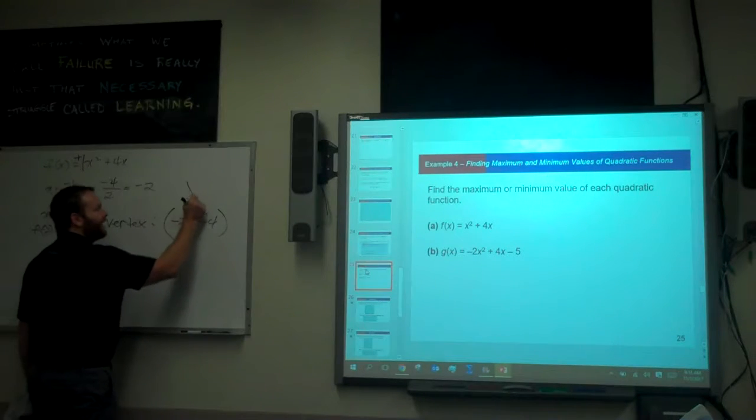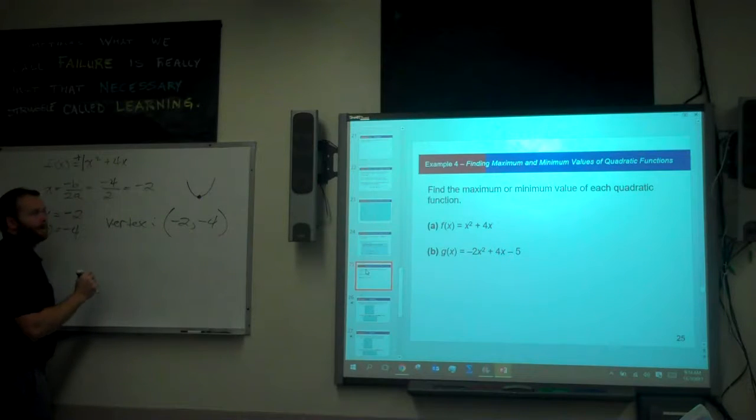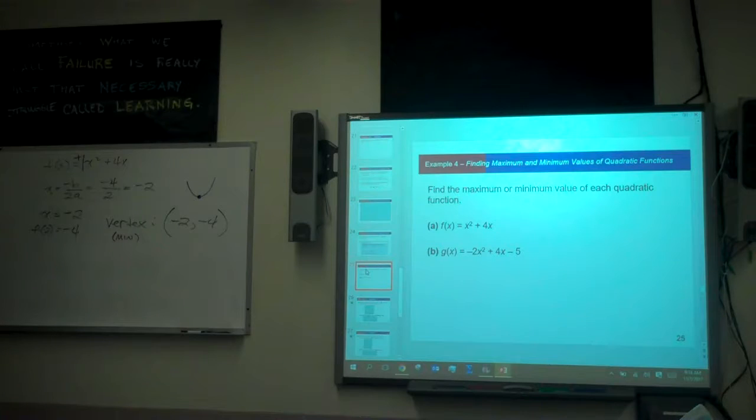Concave up. So it looks like that, right? So what kind of point would that be there? A minimum. So my vertex is a minimum. We can do some other stuff here if we need to.